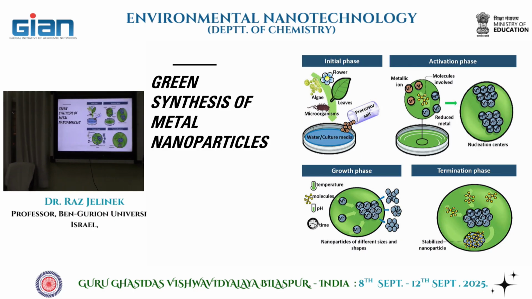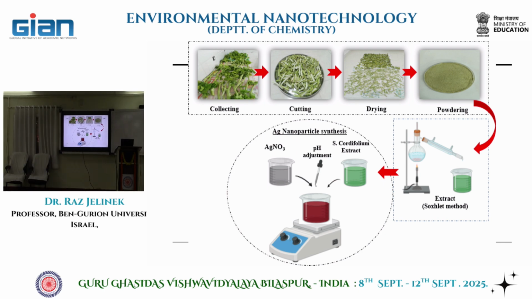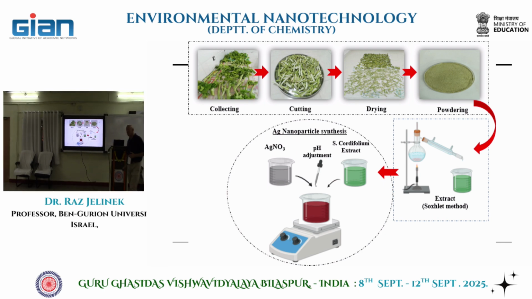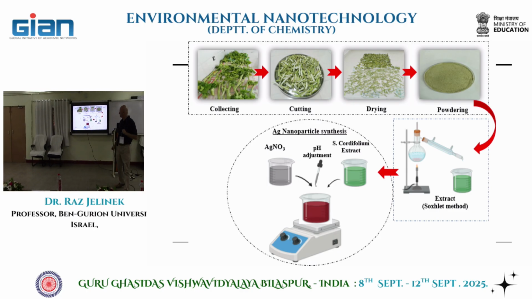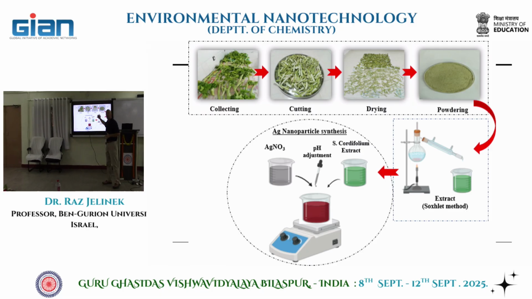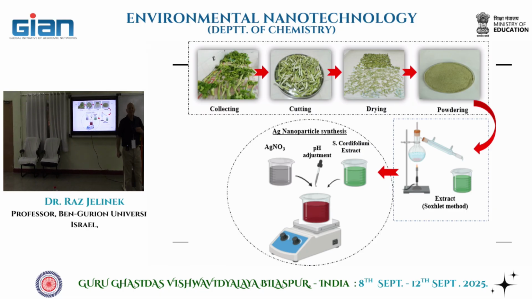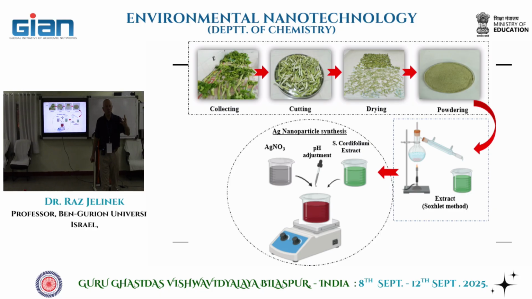Okay, so we make metal nanoparticles. This is another example of how to make silver nanoparticles. Again, this is a real experiment. These are real pictures that I took from some paper.